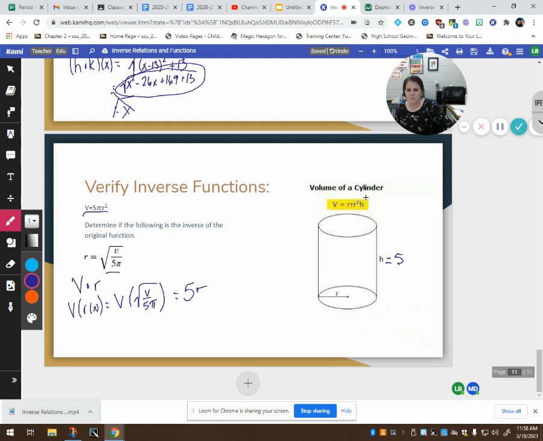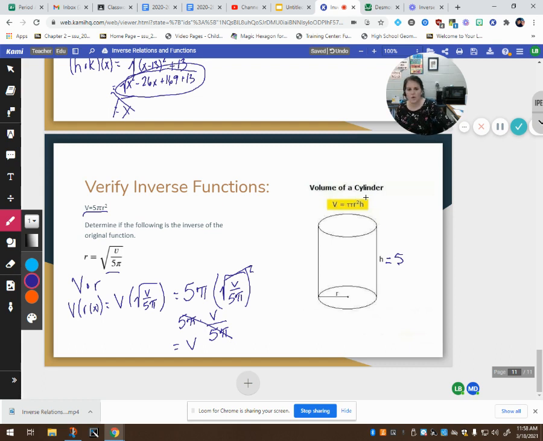So we have 5 times pi times the square root of v over 5 pi, squared. Okay, so when I square the square root, those cancel each other out, and I'm left with 5 pi times the volume divided by 5 pi. I see those cancel out, and I'm left with v. That looks like an identity, right? We've got just v by itself. So now let's check it out and see if we get the identity the other way.